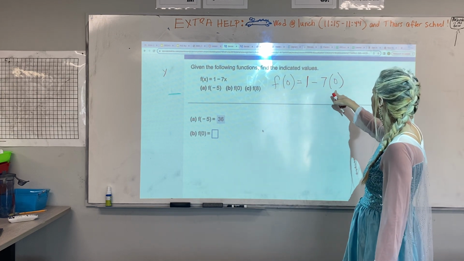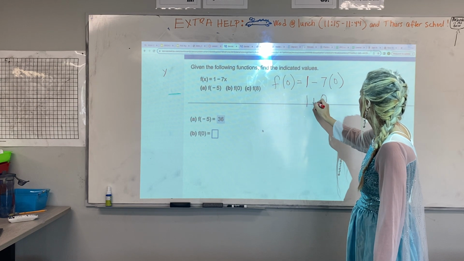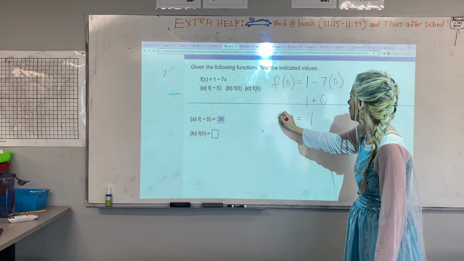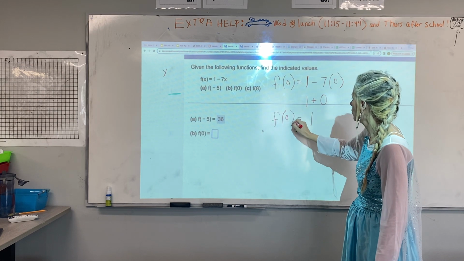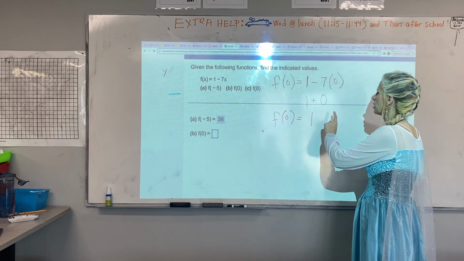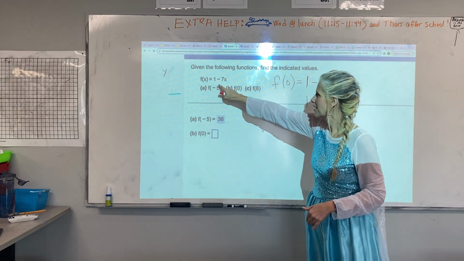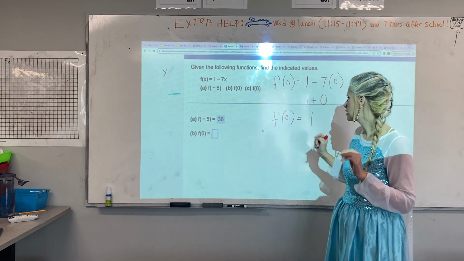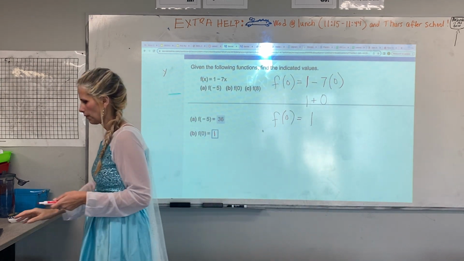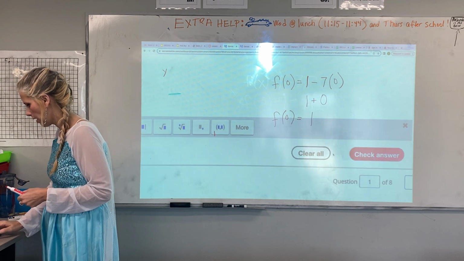What's -7 times 0? 0. 1 plus 0 is 1. So the function of 0 is 1. When you put a 0 into the machine, and the machine does this to it, it spits out a 1, or puts out, which is why we call it the output.